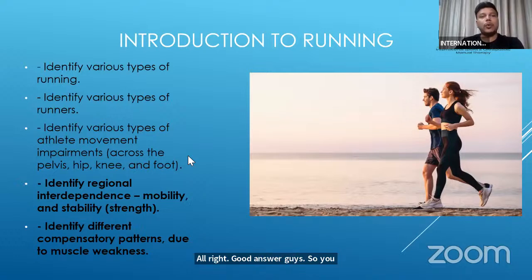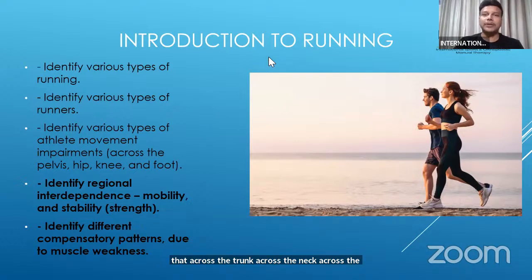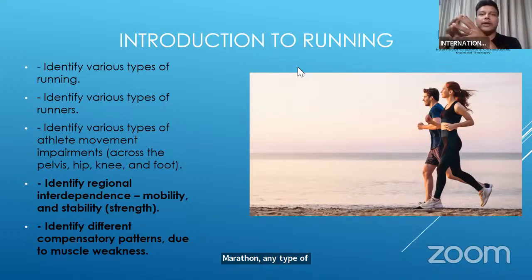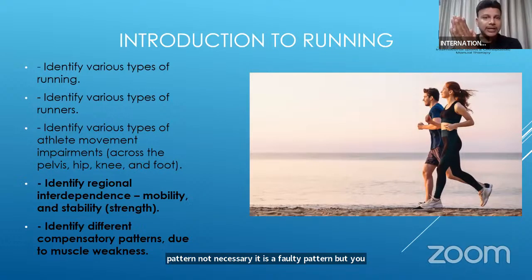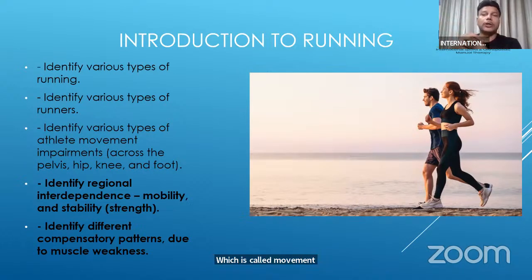So you need to understand various types of athlete movements, as I said, across the trunk, across the neck, across the shoulders, whether it's a sprint, marathon, any type of running event. Every athlete can have a different running pattern. Not necessarily is it a faulty pattern, but you need to prevent their movement impairments. That is what the athlete movement system is, which is called movement impairment. Shirley Sahrmann is a reference. She has done a lot of research on the movement impairment syndromes. You can read her book.